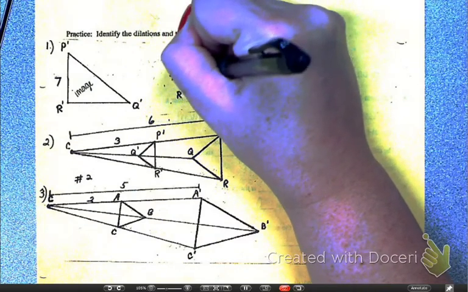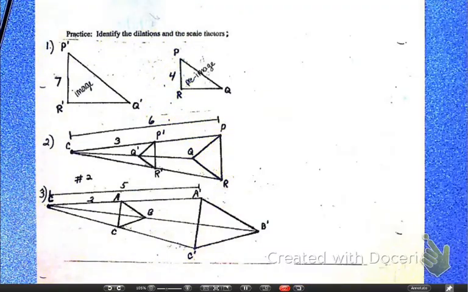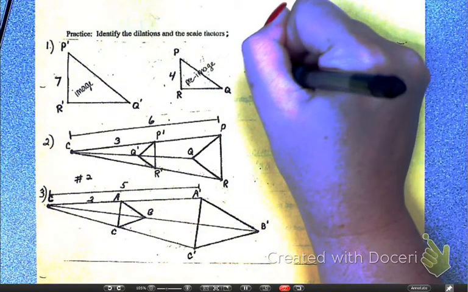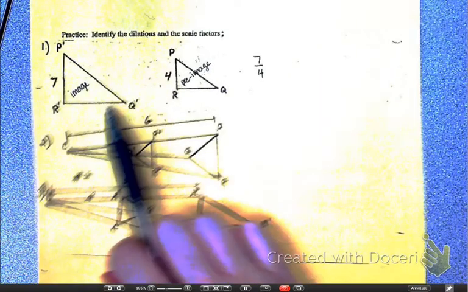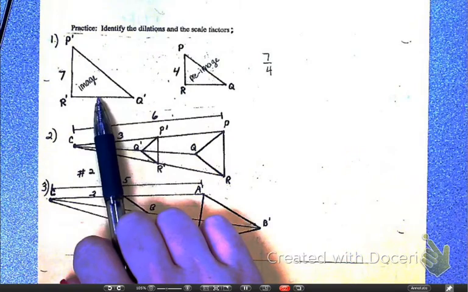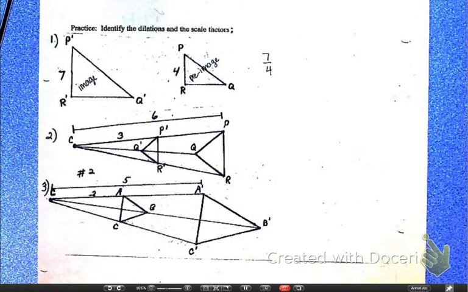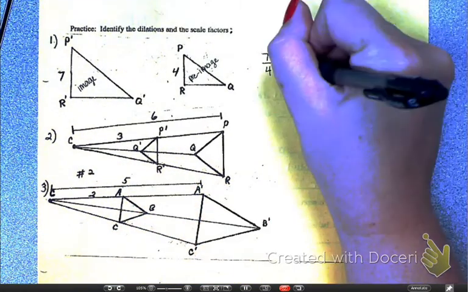And how about someone from group C? Can you tell me what my initial ratio is for scale factor? 7 over 4, and does that reduce? No. Now 7 over 4, is that greater than 1 or between 0 and 1? Greater than 1, so what should be happening? An enlargement. Did I go from small to big? Okay, so again, that's how you're going to check yourself. So here is your scale factor.